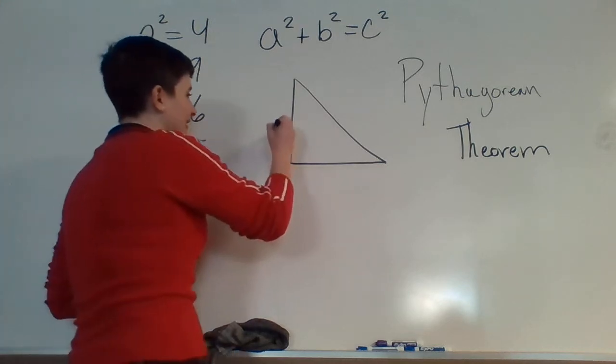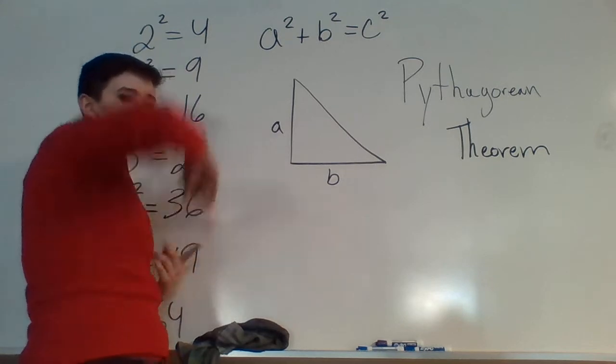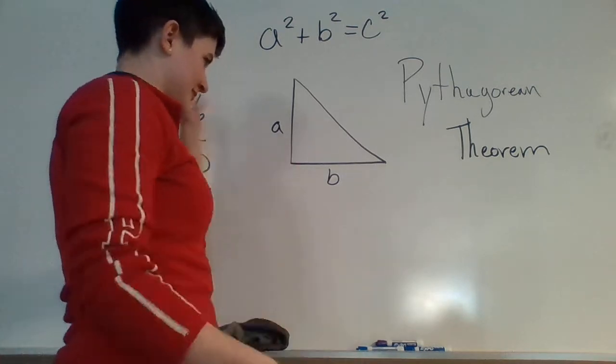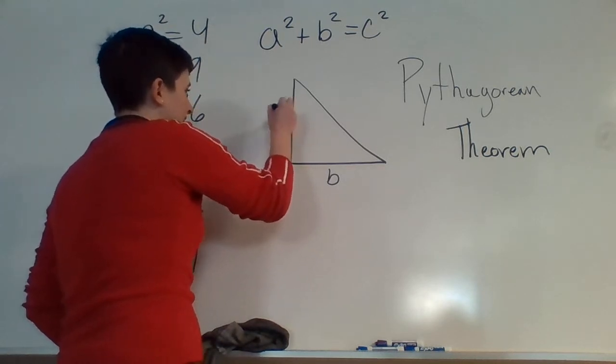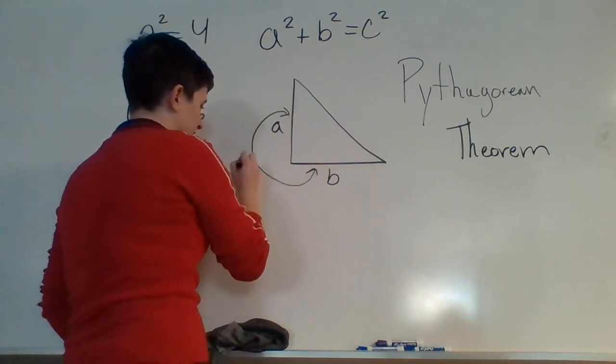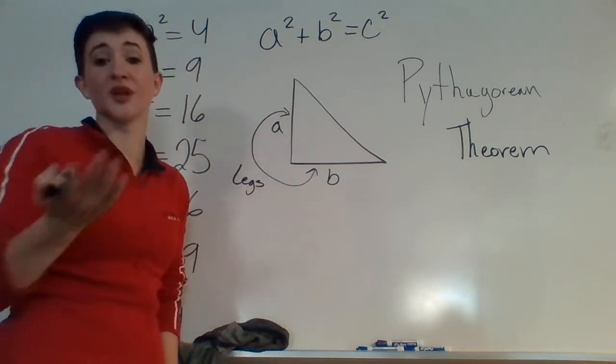We have A and B, which we call the legs. I like to think of them as like a ballerina with her legs all up. That could be weird. Let's not think of it that way. Anyway, these two are called the legs. Legs. Okay? I don't know why. We just call them legs.